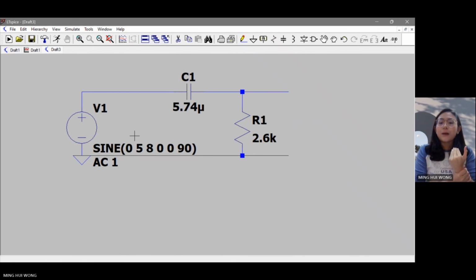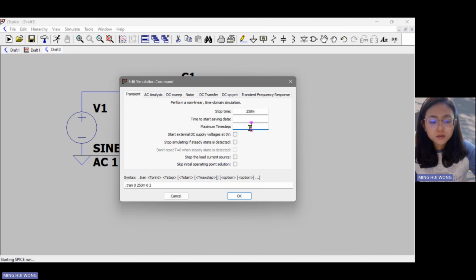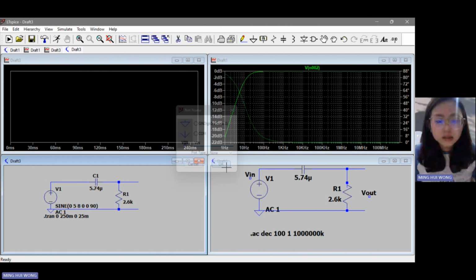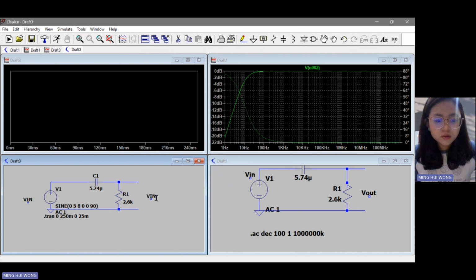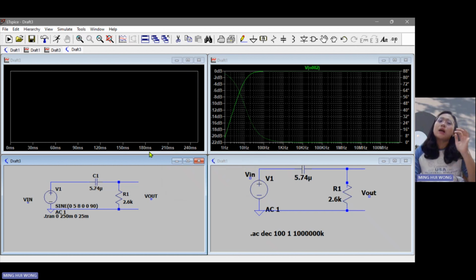We want to analyze it by using the graph. So I run this circuit, and I use transient analysis. For stop time I put the value, and for maximum time step I set 25. I want to mention I forgot to label the input here, and then the output. Okay, we want to test whether it's valid or not.